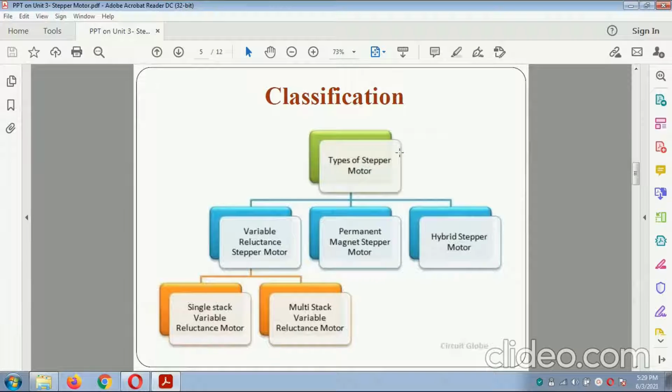This is the classification of the stepper motor. The types of stepper motor are the variable reluctance stepper motor, permanent magnet stepper motor, hybrid stepper motor, single-track variable reluctance motor and multi-track variable reluctance motors.